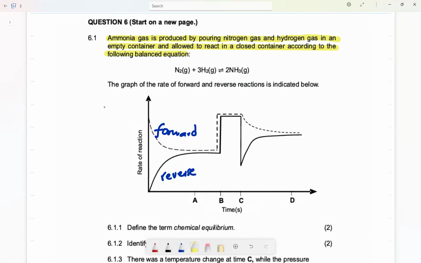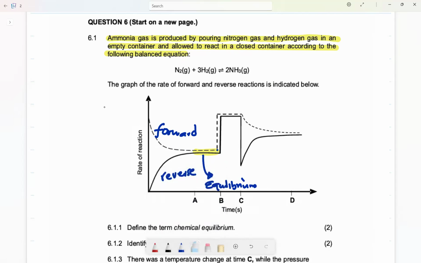So what happens is that the rate of the forward decreases as time goes on, and the rate of the reverse increases. But now I want you to see from time TA here, what happens? Can you see now? We have reached equilibrium here. From time TA to time TB, we have reached equilibrium. Then after that, there is what we call a disturbance.